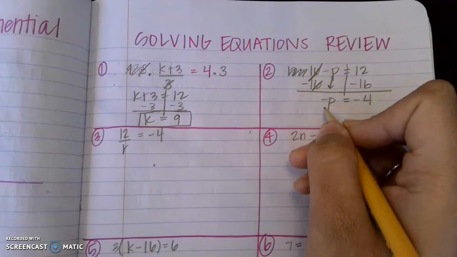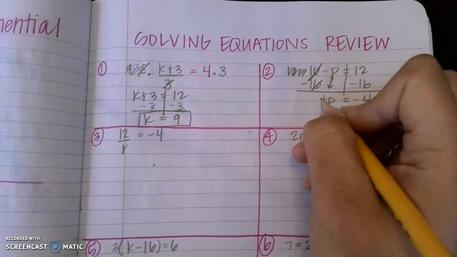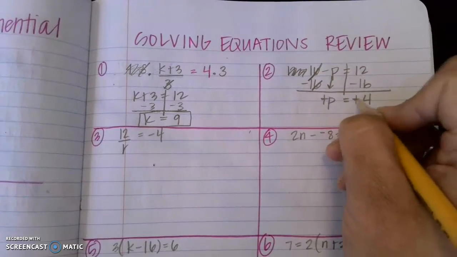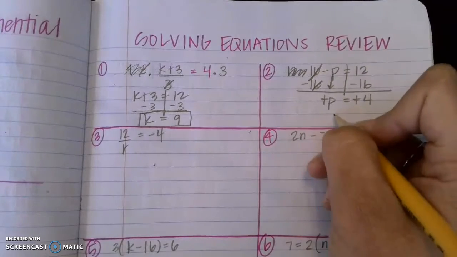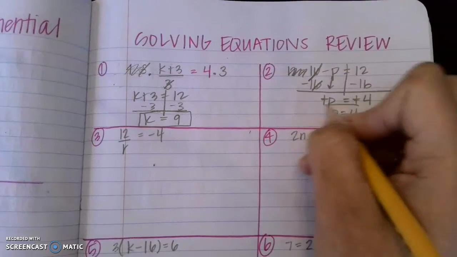I have a negative p. I can change the sign of the p and make it a positive, but it means I also need to change the sign of the number on the right side. So my final answer is p equals 4.